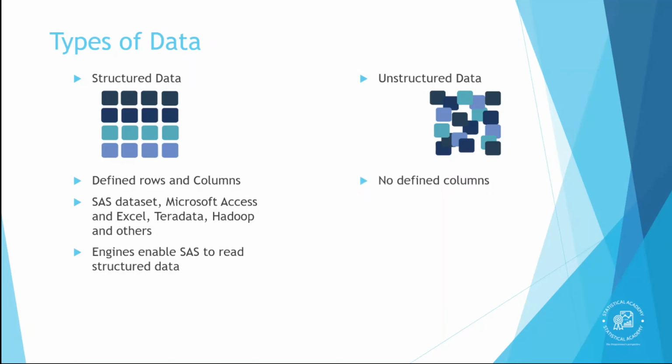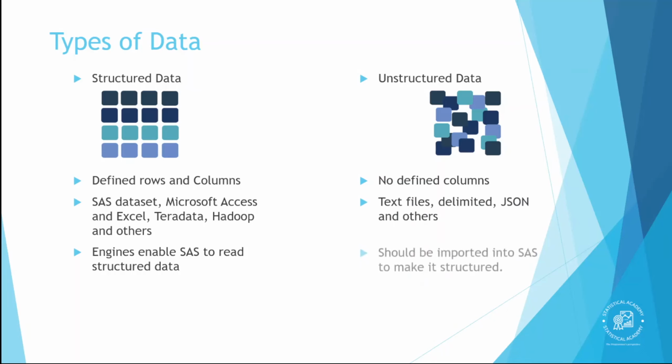Unstructured data does not have defined columns. Data might appear to be in columns, such as tab delimited data, but to your computer, it is just a long string of text. Examples of unstructured data are text files, comma delimited files, JSON files and weblogs. There is some important information in these files, but it's not defined in a structure. You must import unstructured data into SAS before you can analyze or report on it. But SAS makes importing data easy.